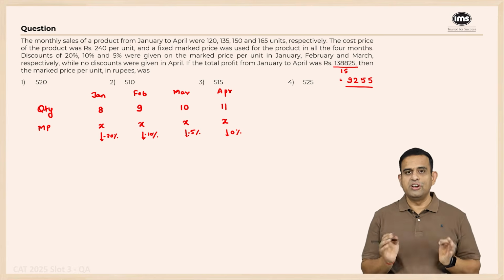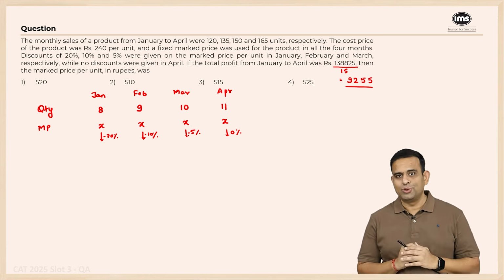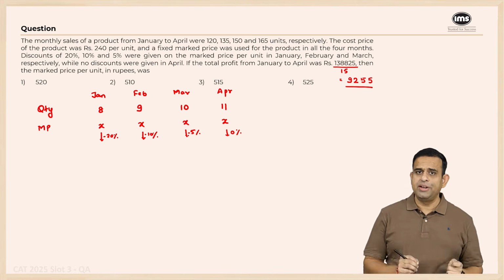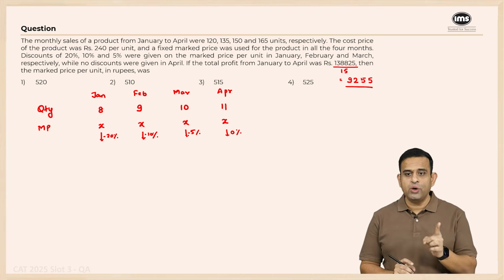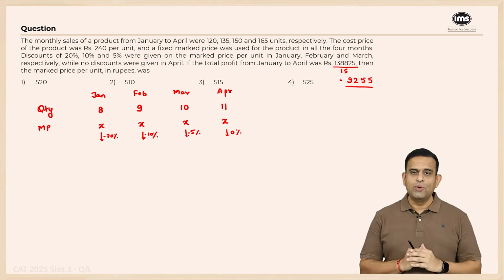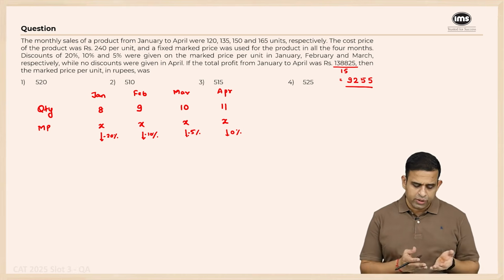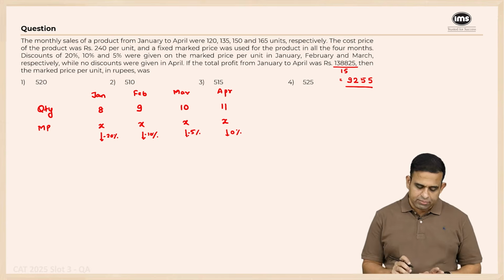Now since total profit is given to you, we can find out total SP and total CP also over here, and then we can do total SP minus total CP to give you the total profit, which I will equate to the number 9255. And the objective is to find out the value of X, or the mark price per unit. Again, the options are fairly integer numbers.